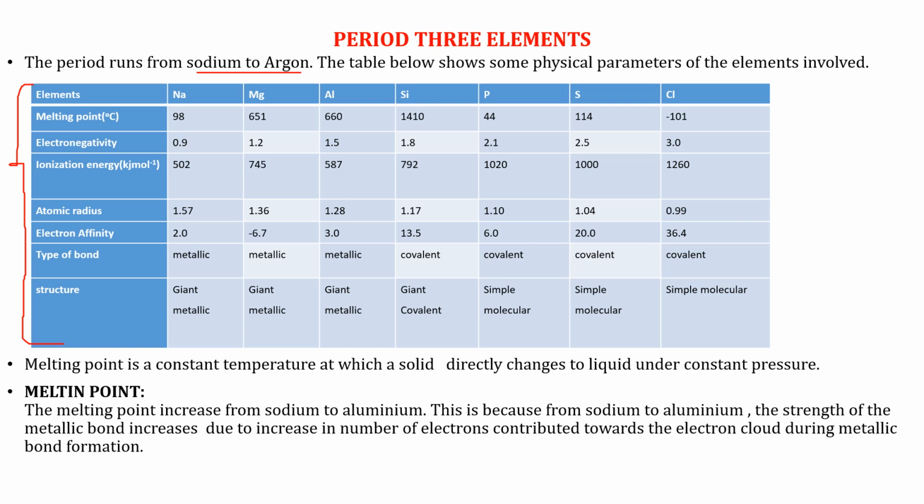So we are saying that for melting point, it increases from sodium to silicon, and then it decreases, then again increases from phosphorus to chlorine. I think this is a decrease.